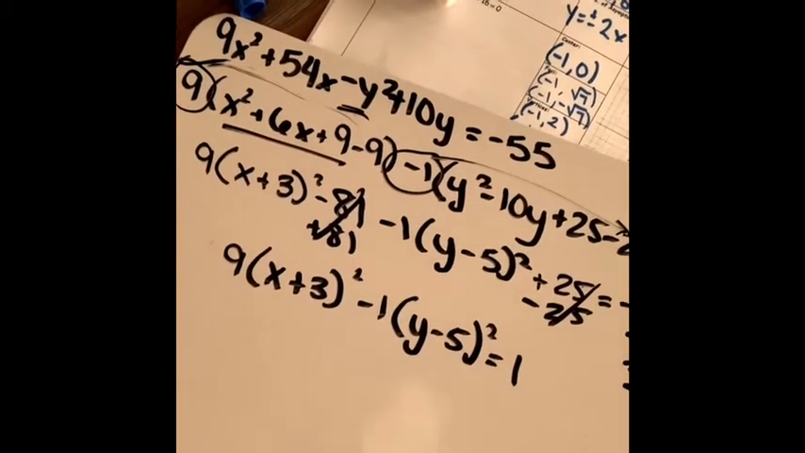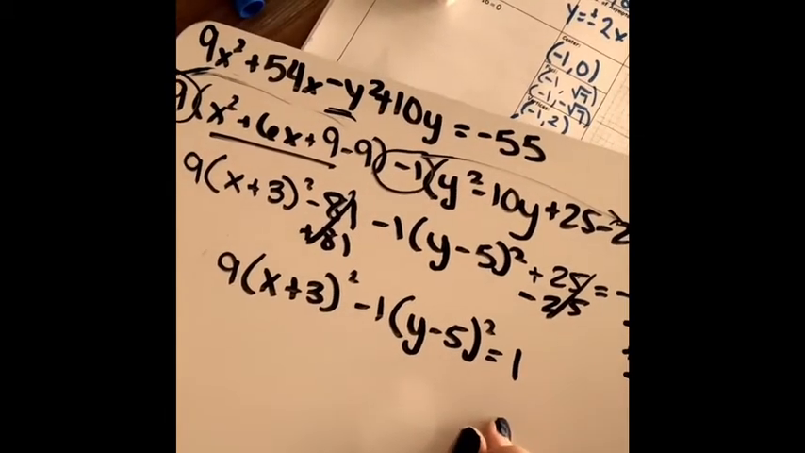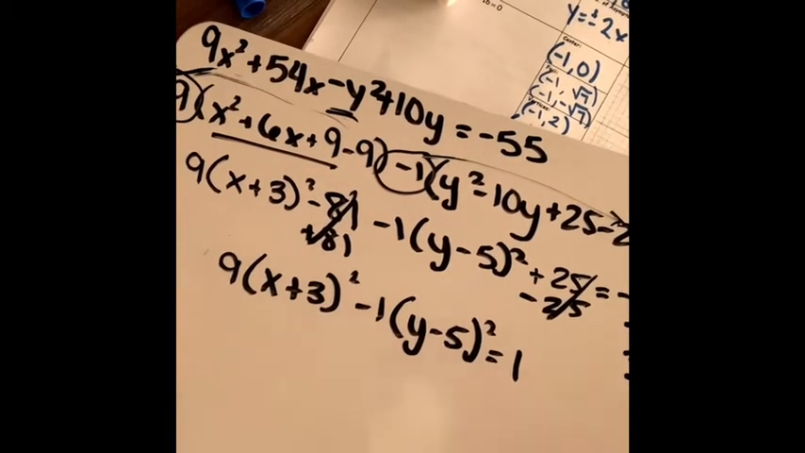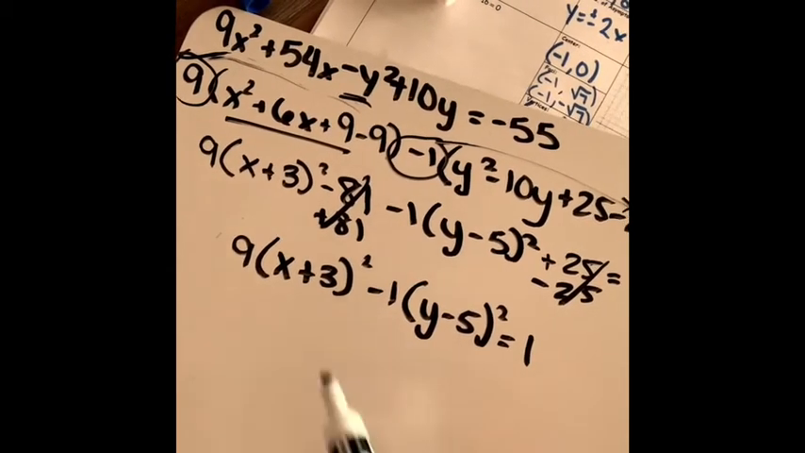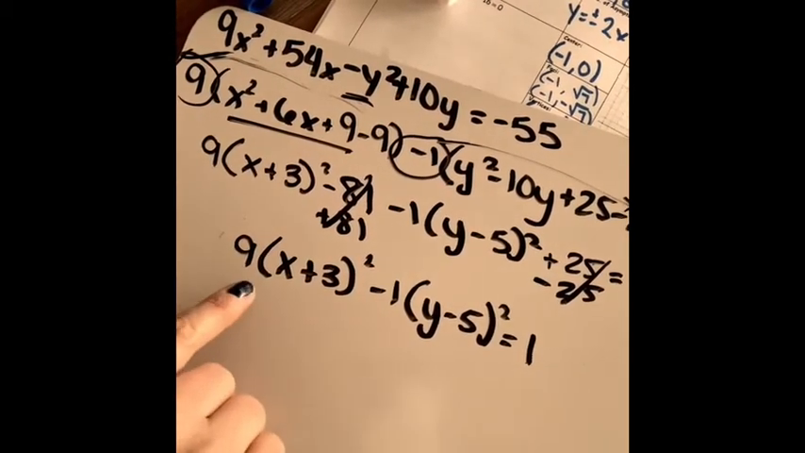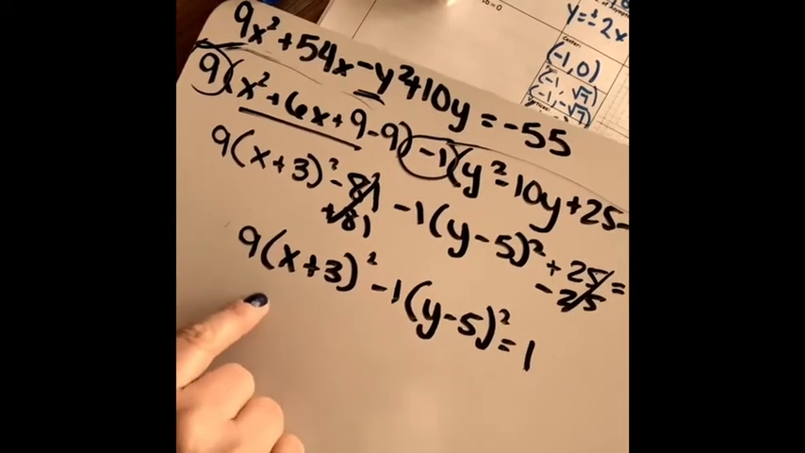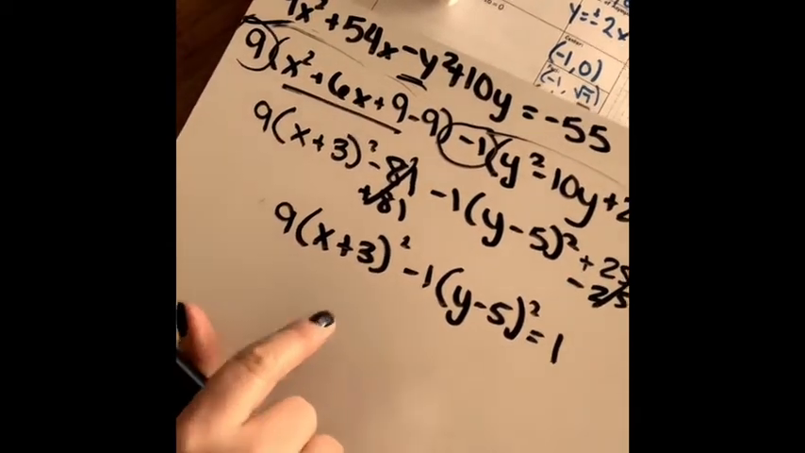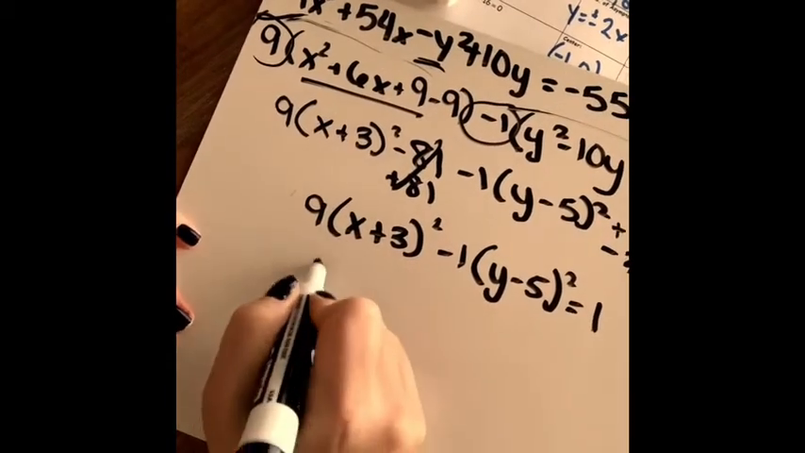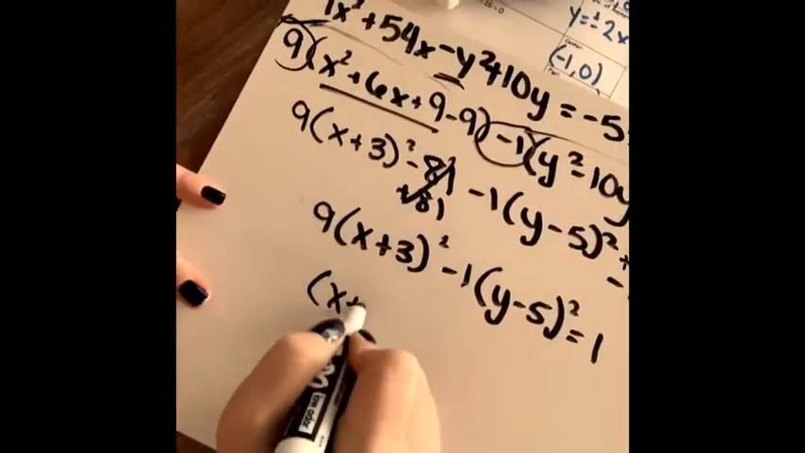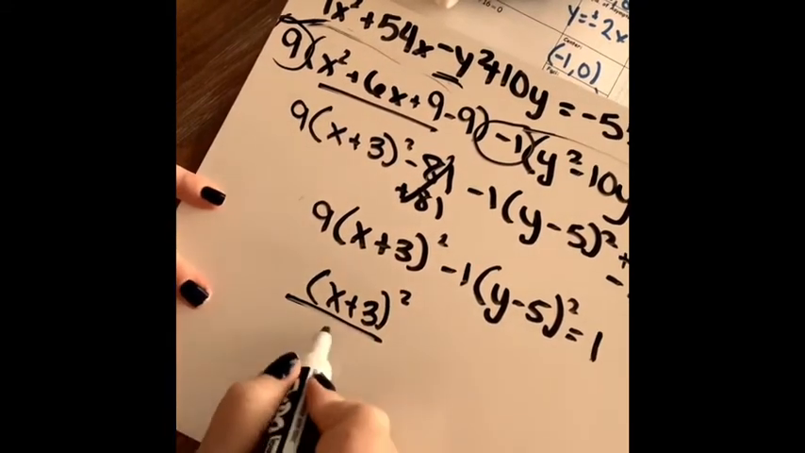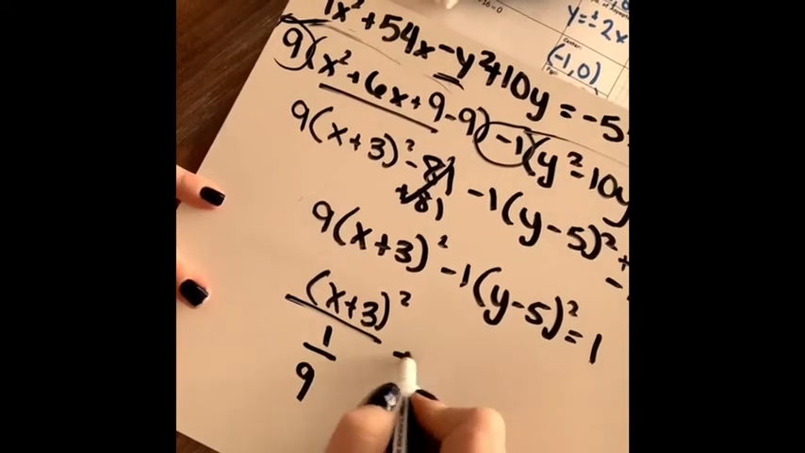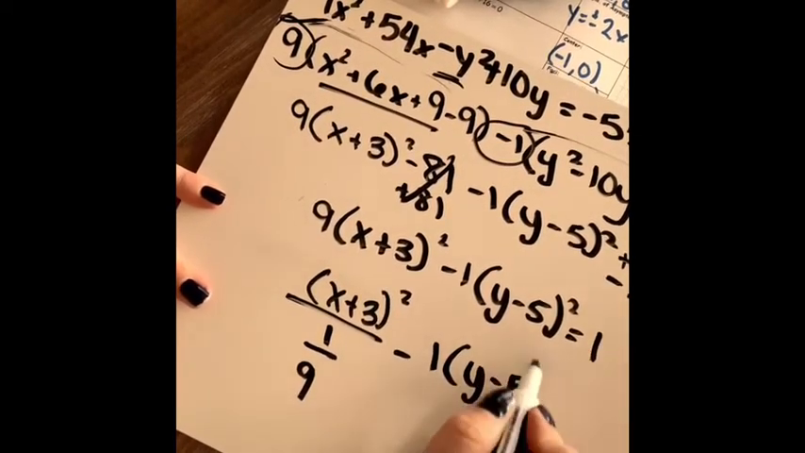So what's interesting about this is it's already equal to 1. And in every question we've done in the past, it was not, so we had to divide it out. Now, if I divide by 1, it's not really going to change much. So I want to think about this a little differently. I already have the subtraction sign that I need in the center. I already have it equal to 1. Multiplying by 9 is the same thing as dividing by what number? That would actually be 1/9. So x plus 3 squared over, remember, multiplying by 9 is the same thing as dividing by 1/9. So 1/9, and then minus 1 times y minus 5 squared is equal to 1.